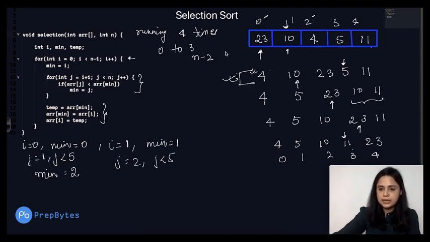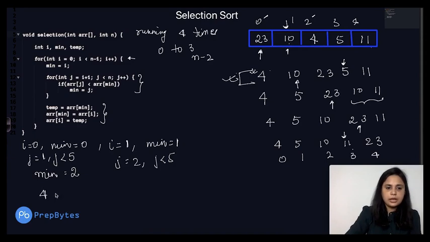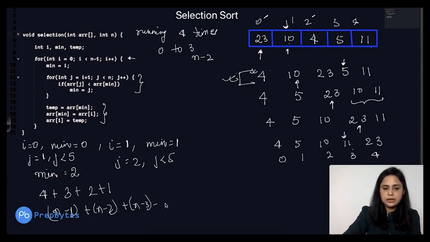Now let's talk about the time complexity. Let's talk about this particular loop. As you can see, in the first iteration this goes from I plus 1 to n minus 1. How many times will it run? It will run 1 2 3 4, so 4 times. In the second it will go 3 times, then 2 times, then 1, and we can write it as n minus 1 plus n minus 2 plus n minus 3 till 1.